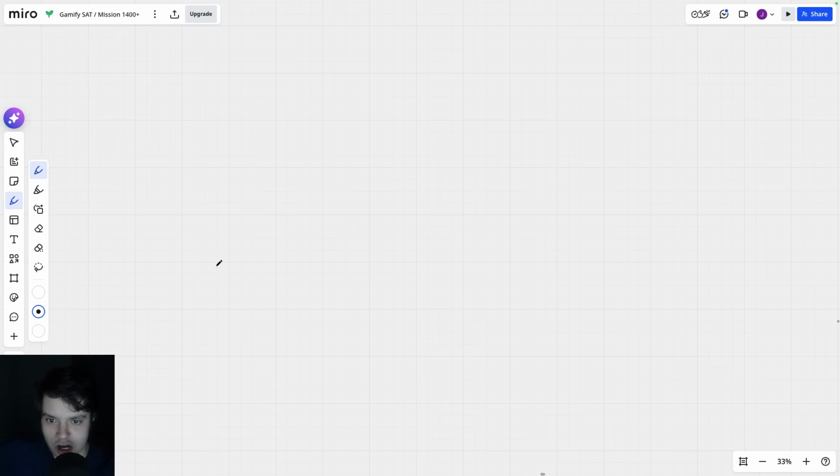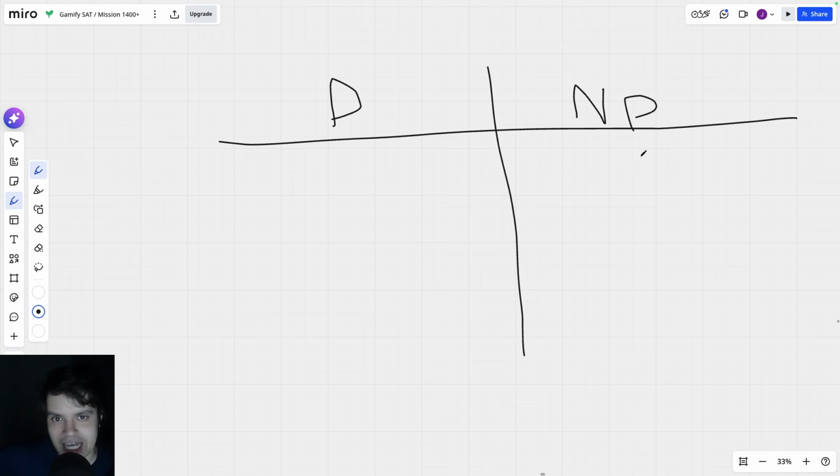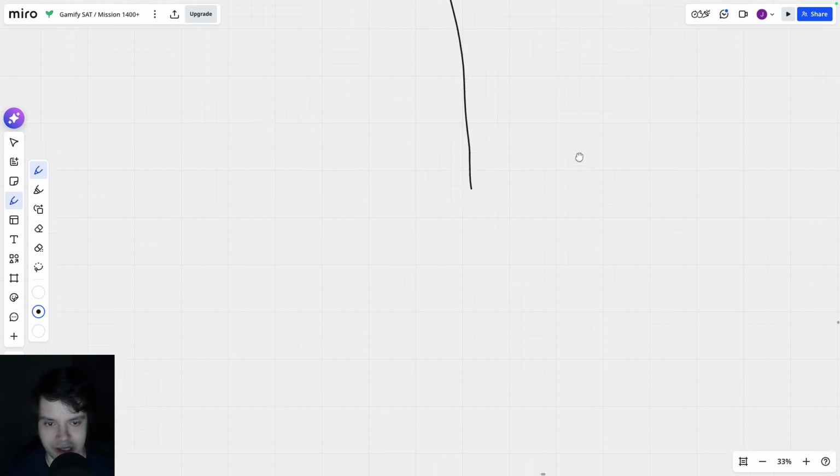A lot of students that I talk to have this idea in their mind that there are some problems that are definitely Desmos problems, and then there are some problems that are definitely not Desmos problems. And so if there's a Desmos problem, you should always use Desmos. You should never not use Desmos on it. If there's a non-Desmos problem, you should never use Desmos on it. If you ever use Desmos, you're absolutely screwed. But that's not really how I look at it. Instead, I think about it more like this.